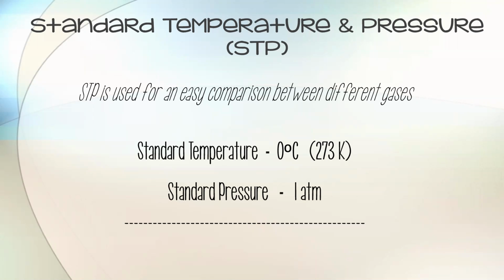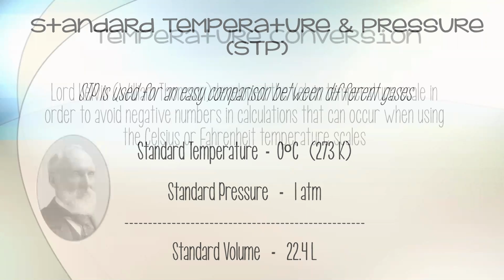So if I ask you what are the values of STP, you could say 0 Celsius, 1 atm, or you could say 273 Kelvin, 1 atm. And then standard volume, which isn't included in the acronym, but we need to know it, is 22.4 liters. So make sure you know those values. You're going to need them.